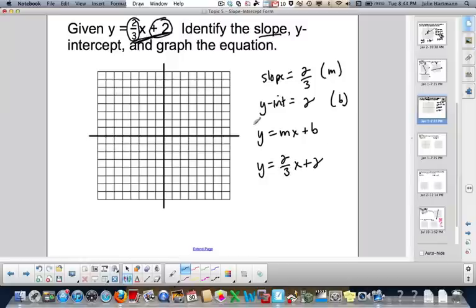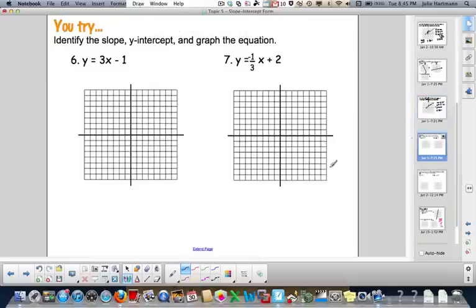So y-intercept of 2, we're going to start there. Slope of 2/3, that means we go up 2 over 3. And there's our graph. Hopefully you connect your points a little better than I did. Alright, so there's some U-tries. Find the slope, find the y-intercept, and graph.